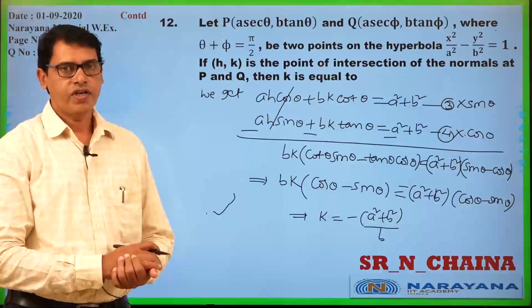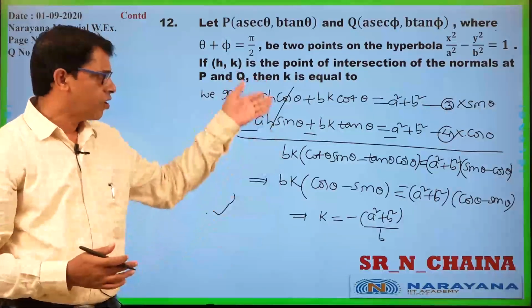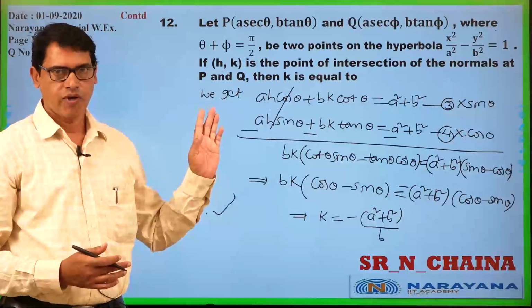Equation of normal at p, equation of normal at q, so passing through h comma k, then common simplification.